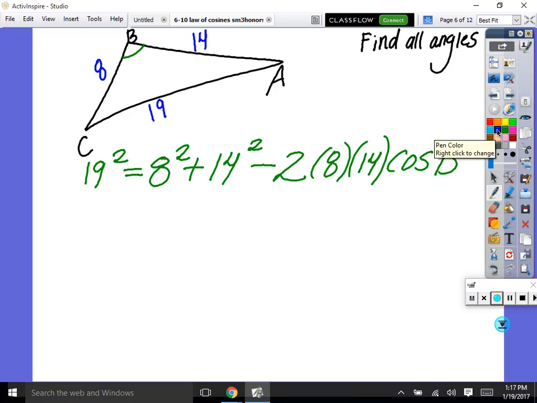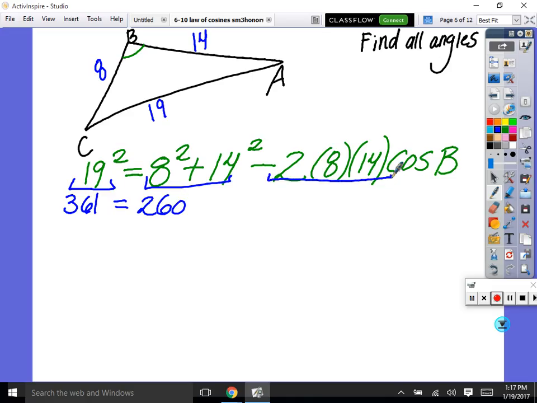I'm going to show my work here because a lot of times people do some weird things. So 19 squared is 361, which is equal to, I did add those up, it's addition so we can put them together, 260. Then we have minus 2 times all that stuff, so I'm going to multiply that together. So I get negative 224 cosine of angle B. I'm just doing some algebra to put some things together.